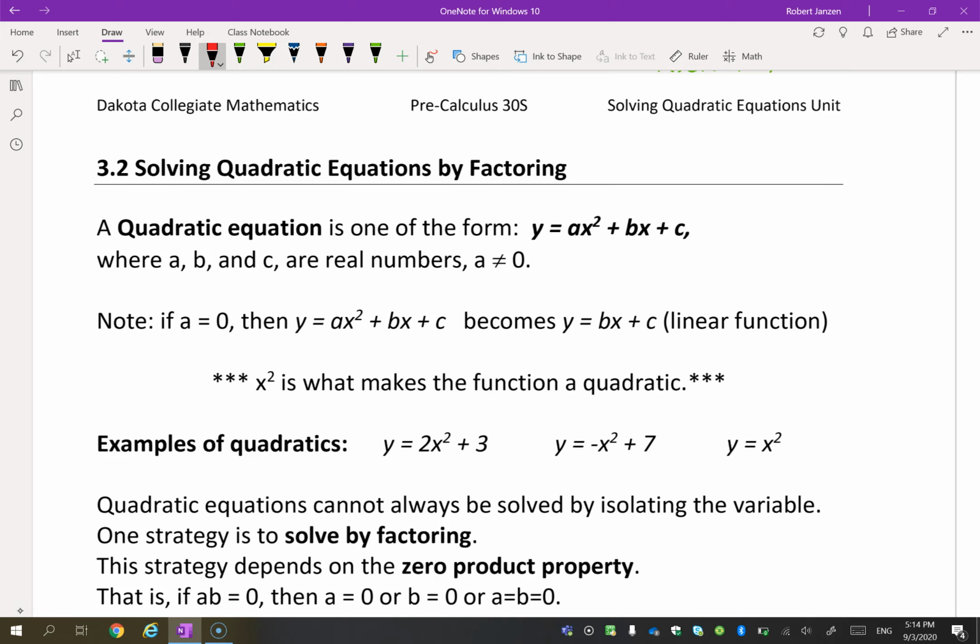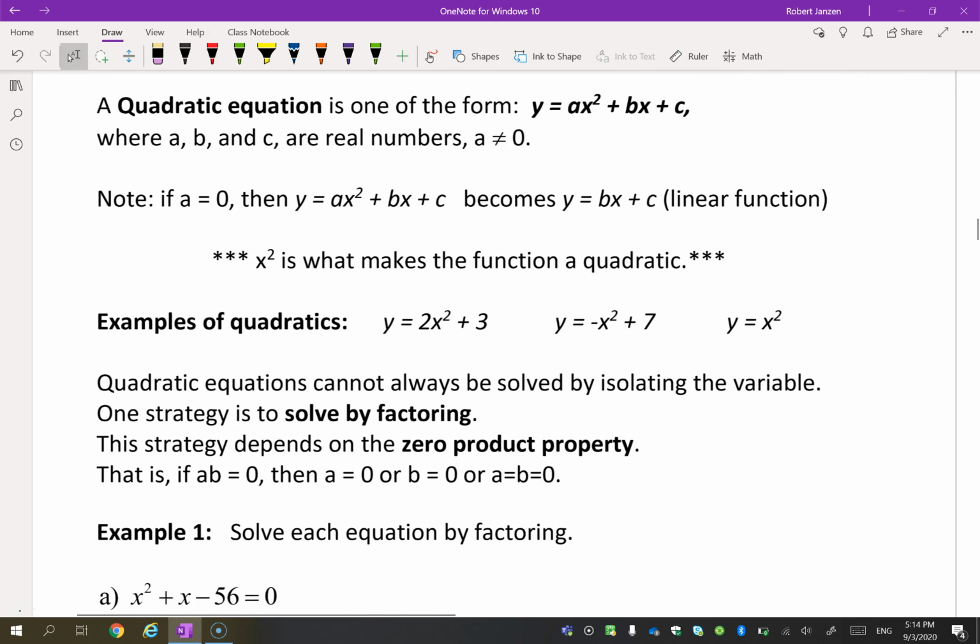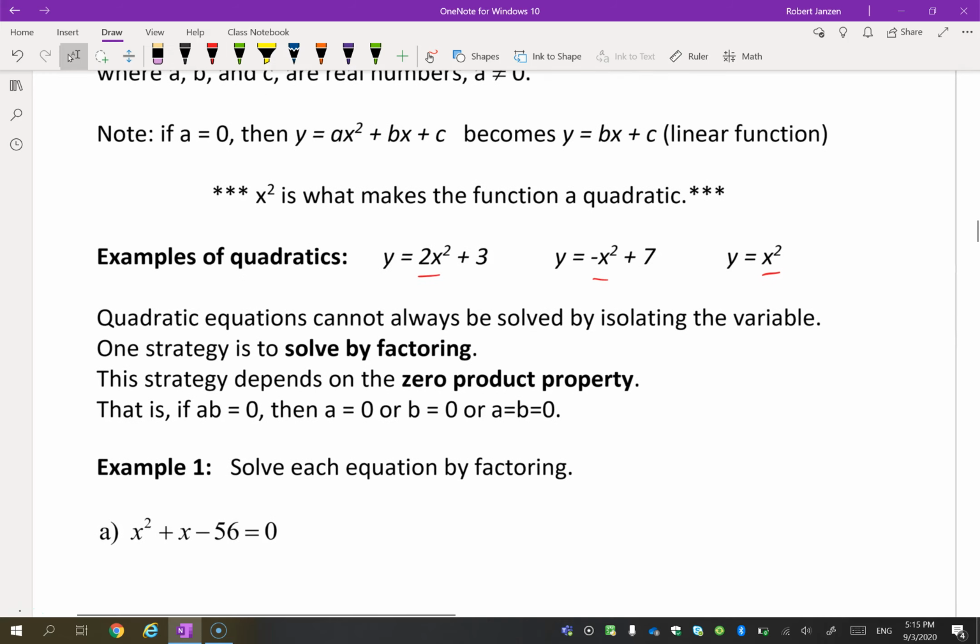What makes a quadratic equation? There has to be an x squared in the term. If there's an x squared in the equation, then we have what we call a quadratic. Here are some examples. You can see in each case there is an x squared. And these you can't just solve by isolating x.